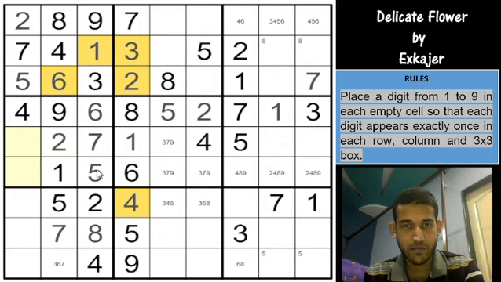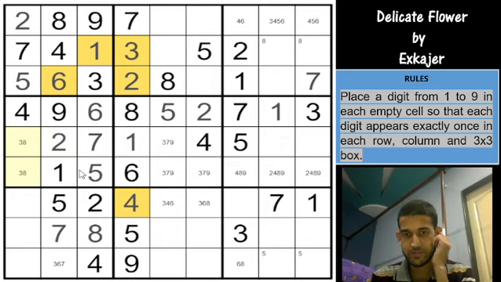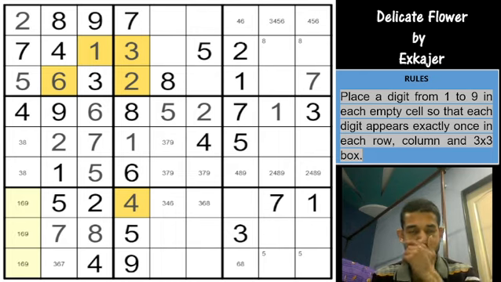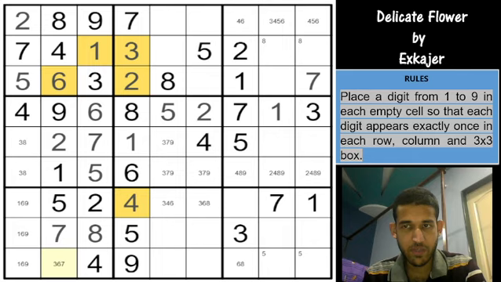And I get a 3, 8 pair here. 3, 4, 8, 2, 5, 7. So which means I get a 1, 6, 9 here. And which means this must be a 3 for the column.